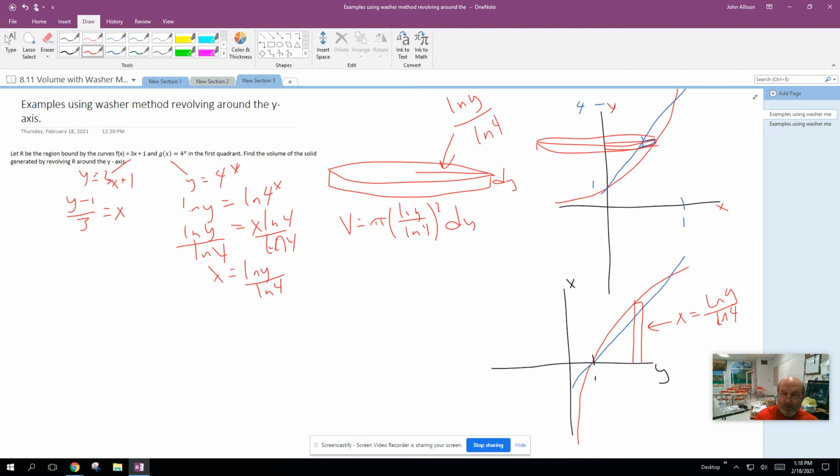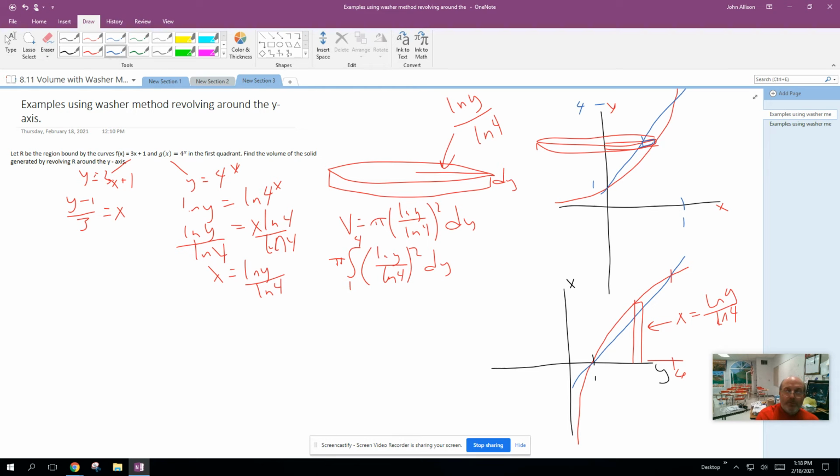And of course, this was when y equals 4. So for all of those volumes of that large outside disk, we're going to get the integral from y equals 1 to 4. Bring the pi out front. The inside is going to be ln y over ln 4 squared times dy. And that's the volume of the large outside disk.